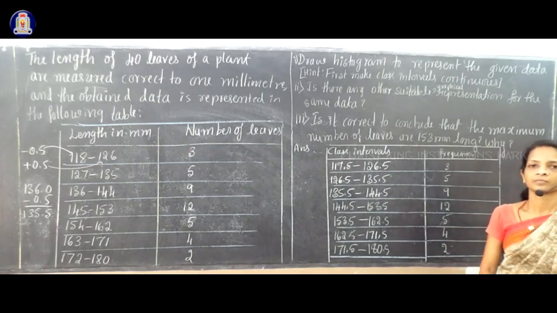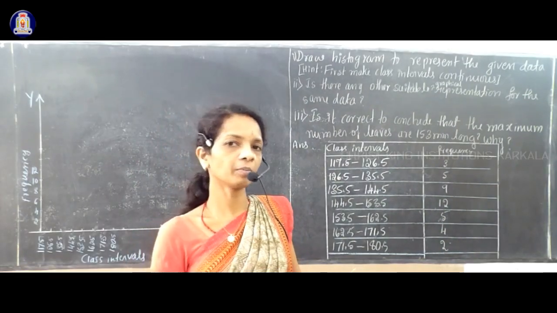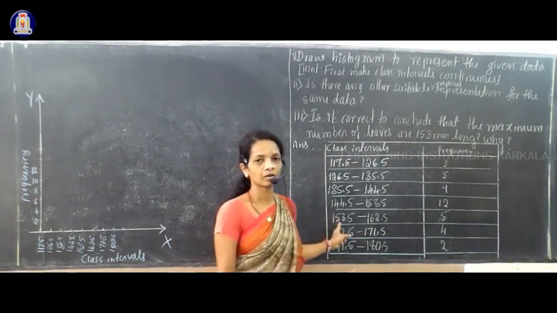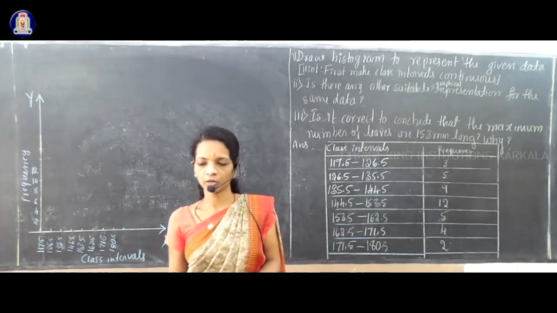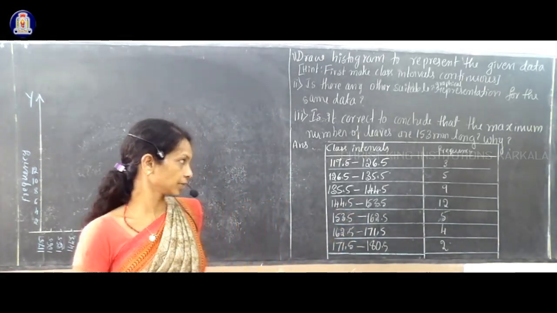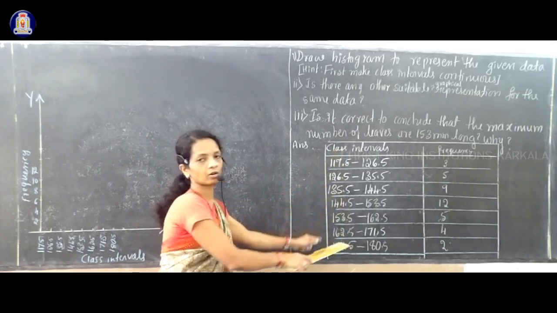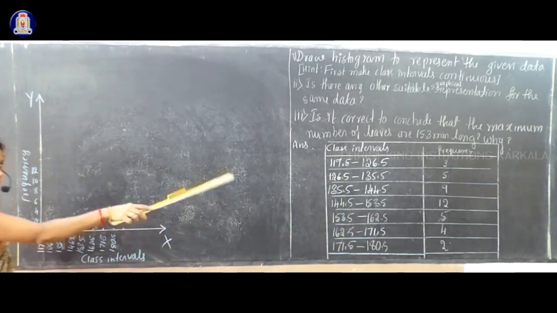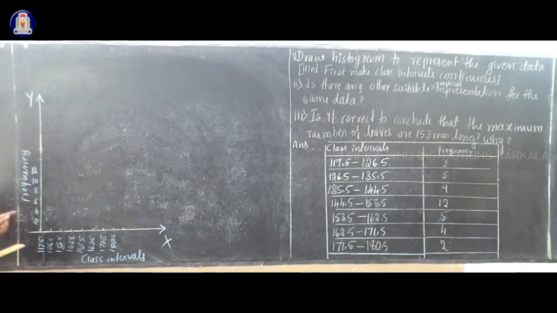Next, how to make a histogram for these continuous class intervals, that you know now. You have to take class intervals on the x-axis and frequencies on the y-axis. Always in a histogram, you take the continuous class intervals on the x-axis, and on the y-axis you take the frequencies.